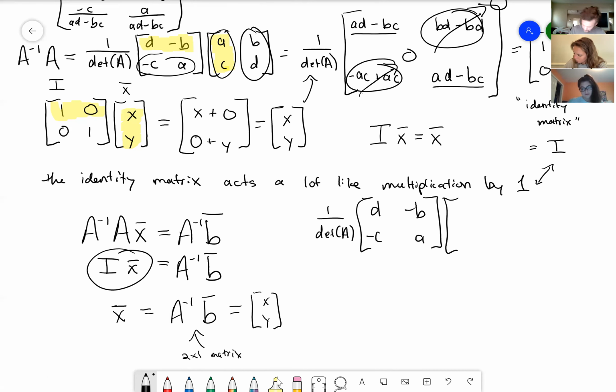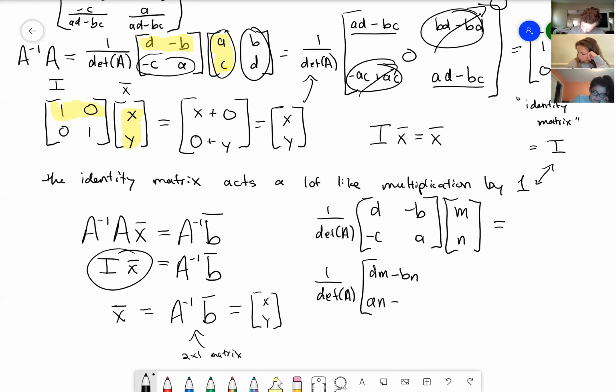And this B bar was our right-hand side for our system of equations. And so if we do the matrix multiplication here, we get 1 over the determinant of A, dm minus bn, that's for this entry. And then for the second entry, it will be an minus cm, right? All divided by the determinant of A. And so this gives us our solution.